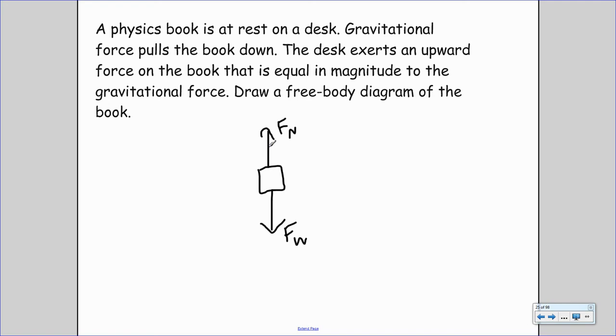So hopefully after watching this video, you understand a little bit more of some different types of forces that we have, and how to represent them using a free body diagram.